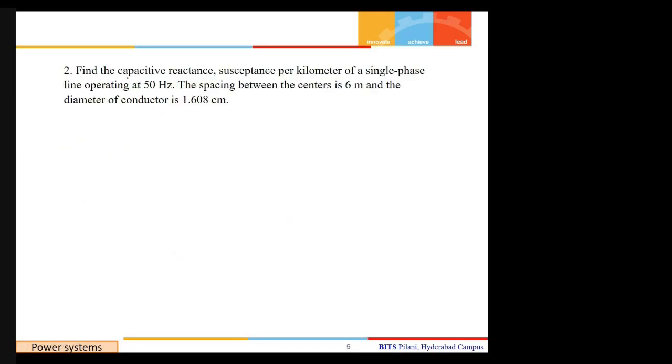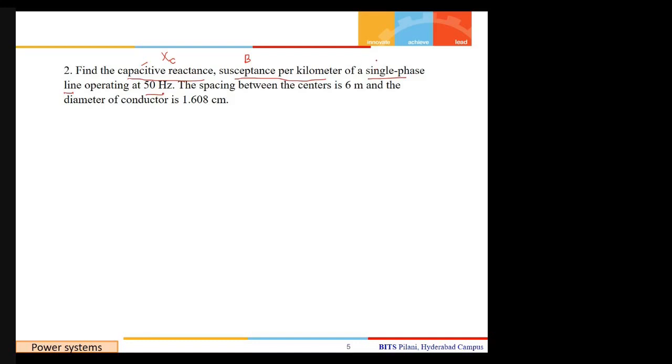Next problem, find the capacitive reactance. Now you have to determine the capacitive reactance, so it means we have to determine the value of Xc. The susceptance per kilometer, susceptance means we have to calculate the B, and that is the reciprocal of the capacitance of the line, of a single phase line operating at 50 Hz.